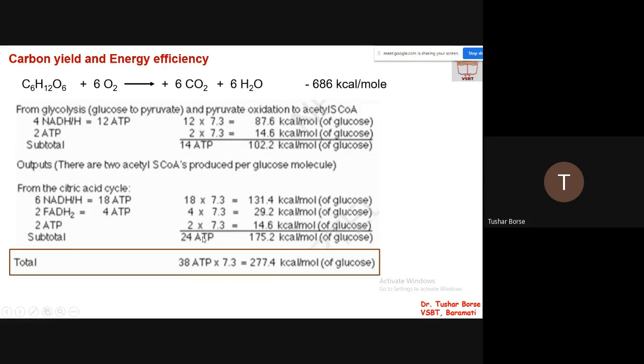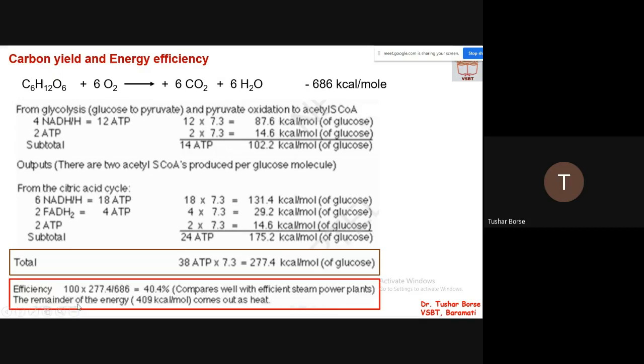So from this you can calculate the efficiency. The efficiency is 100 into 277 divided by 686. So you are getting only 40.4%, which means out of the total energy produced after the oxidation of one glucose molecule, only 40% of the energy is being utilized for the synthesis of the ATP molecule. Okay, and this amount of energy which is being utilized, they have tried to compare it with the steam power plant. They found that it is more or less the same.